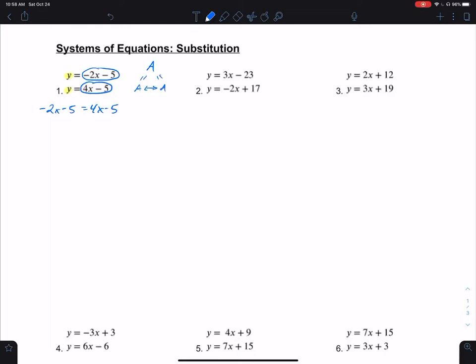So from here, you're just solving an equation as you normally would. I'm going to add 2x to each side, so I get negative 5 is equal to 6x minus 5. And then I'm going to add 5, so I get 6x would be equal to 0, divide by 6, and x would be equal to 0. So that's the first part of my answer, but I do need to figure out what y is.